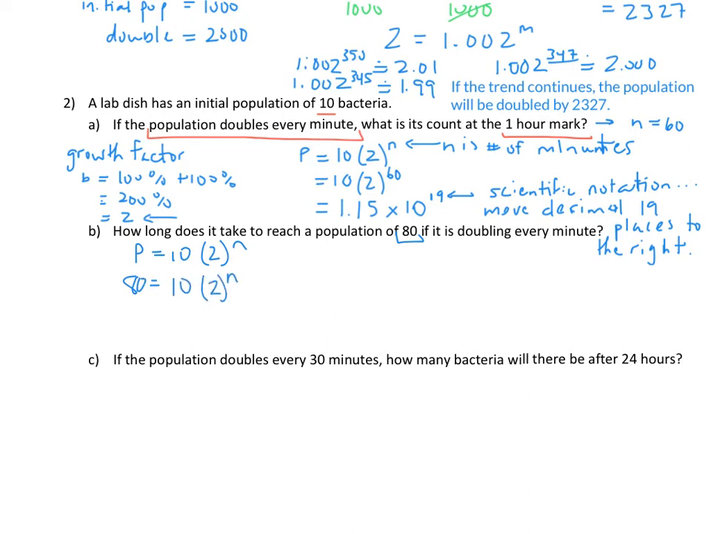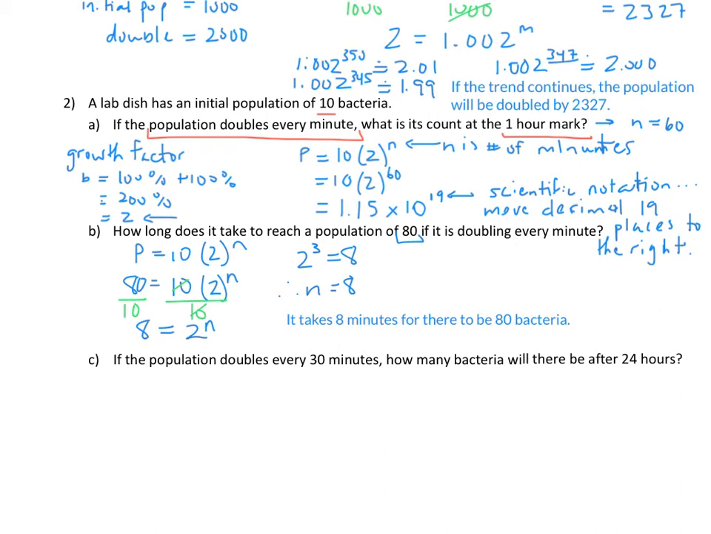Okay, the first thing we want to do is divide both sides by 10 to eliminate this 10 that's multiplying or keeping the n by itself. That gives us 8 equaling 2 to the exponent n. Now this one's actually kind of nice. You can try 2 to the 1, which is 2. 2 squared is 4, and then 2 cubed is 8. So 2 cubed equals 8, therefore n equals 3. So therefore it takes 3 minutes for there to be 80 bacteria.